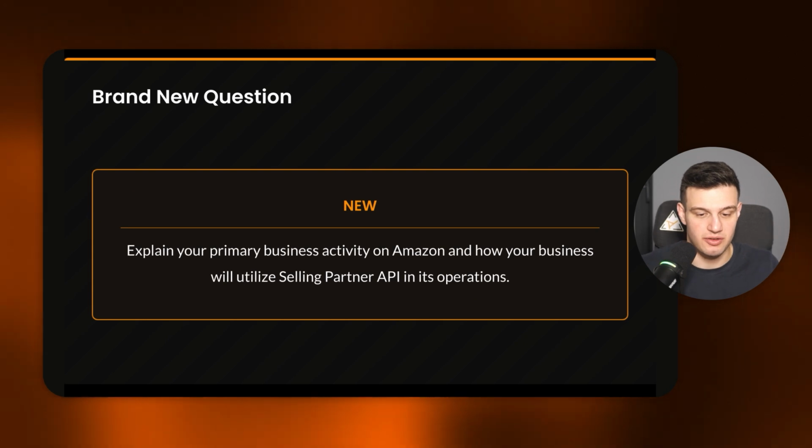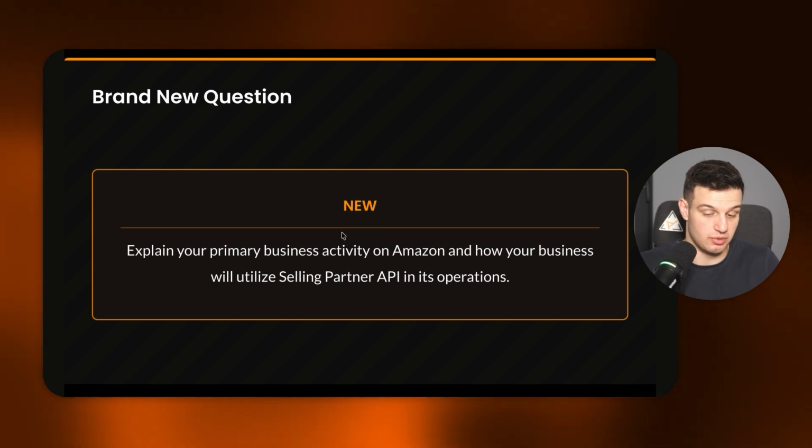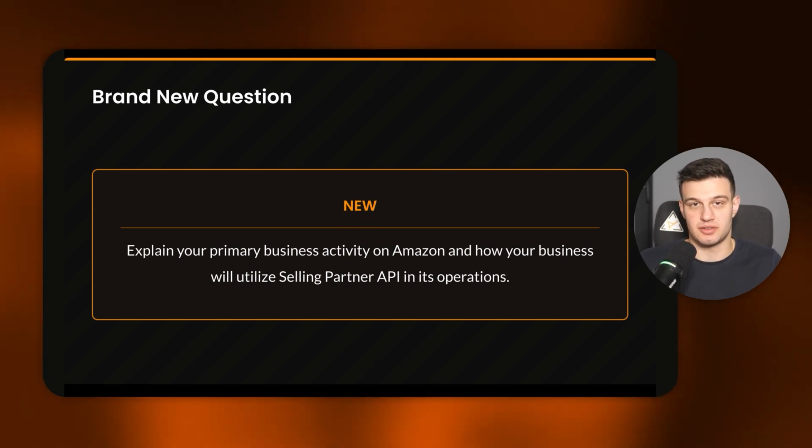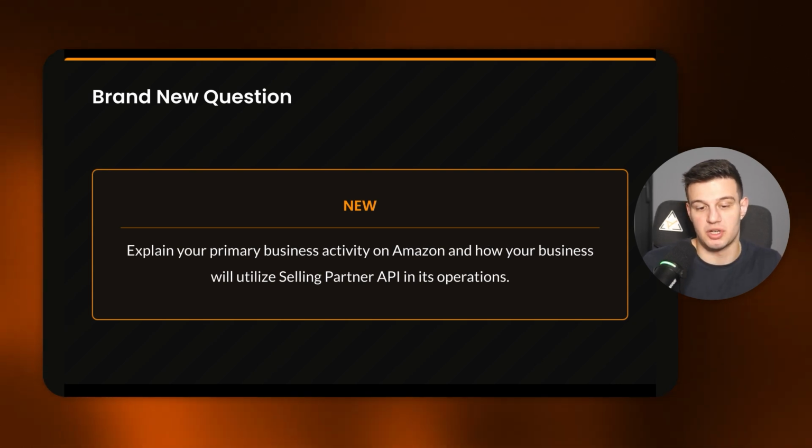So number 1, we have one brand new question, which is explain your primary business activity on Amazon and how your business will utilize it using the SPA API. Simply you need to describe and answer the question in a couple of sentences. Nothing scary, nothing to be worried about.